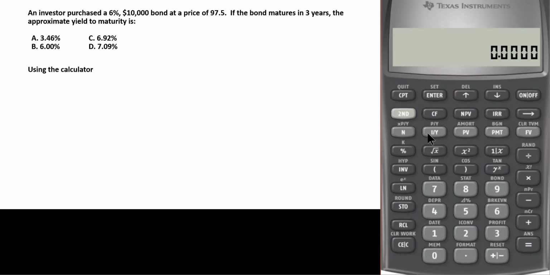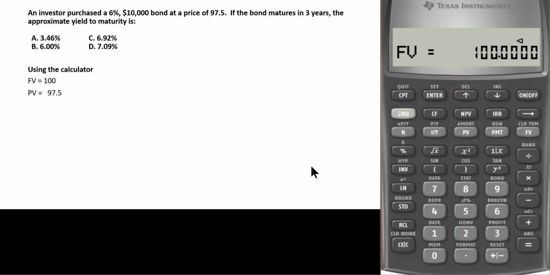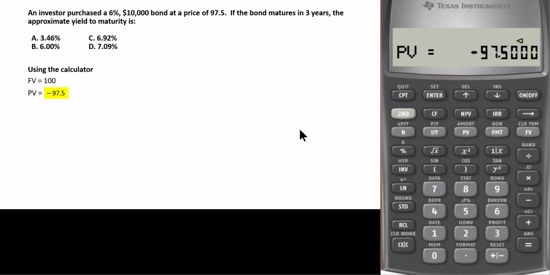So let's start entering this. First of all, the future value or the face value, that's going to be 100. So we'll put 100 into our calculator. Then the next is to put the price in. So we paid 97.5, but you got to watch out because you got to enter this as a negative number. Otherwise, you're going to get an error in your calculation. You got to tell the calculator inflows and outflows. So we're paying 97.5 to get this bond.